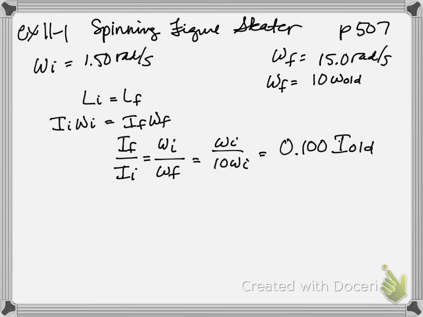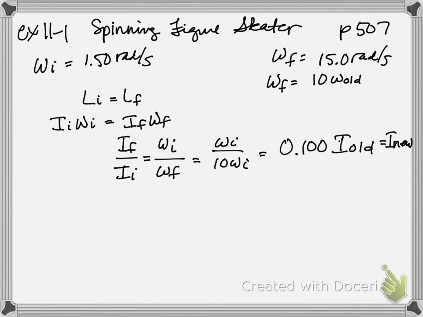And so you knew that would happen, right? If the angular speed goes up, the rotational inertia has to go down. Or you could say when the skater pulls her arms in, her rotational inertia decreases and therefore her angular speed increases. Anyway, this is our new moment of inertia for the skater with her arms in.